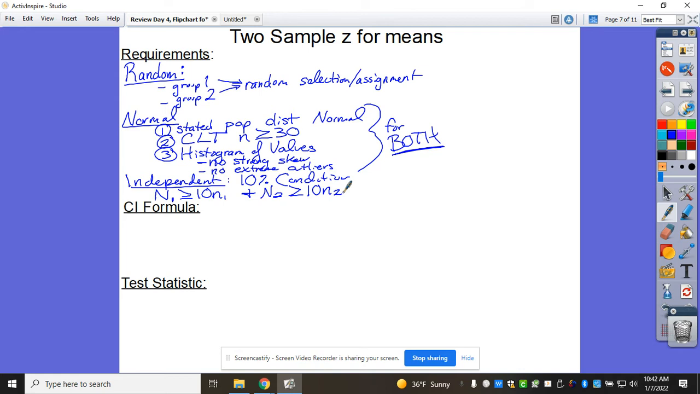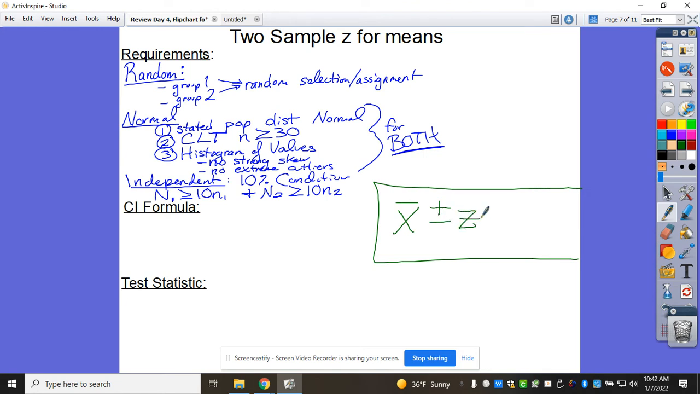Alright, so confidence interval formula. Over here, what is our confidence interval equation for a 1 sample z for means? Plus or minus z star times sigma over root n. I'm taking that format and now switching it to be a 2 sample. So this right here becomes what now?